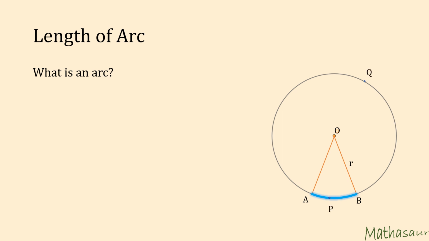Now let us take two other points P and Q on the circumference of the circle. So arc APB is called the minor arc and arc AQB is called the major arc of this circle.